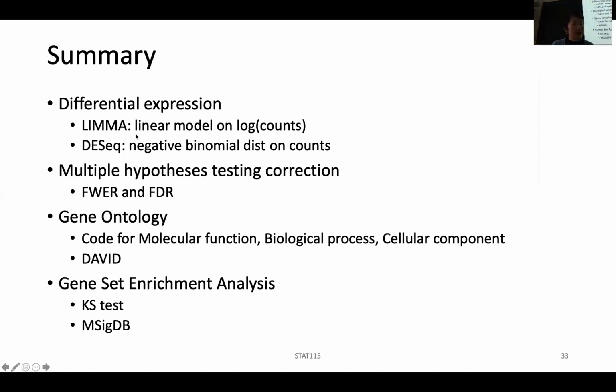And with any type of differential expression, because you're testing all the genes in the genome, we need to make sure we do multiple hypothesis testing correction. And the family-wise error rate or Bonferroni correction is too conservative. So what people use is the false discovery rate.